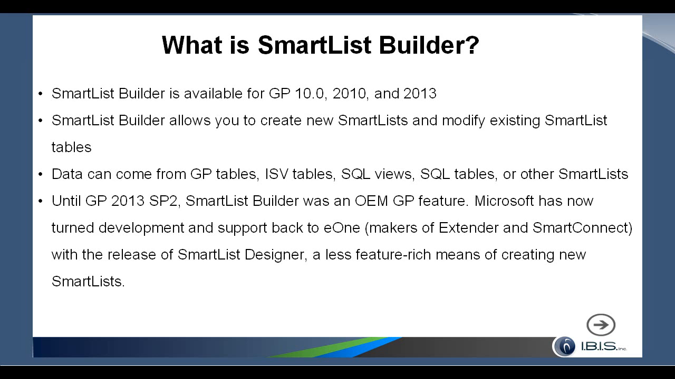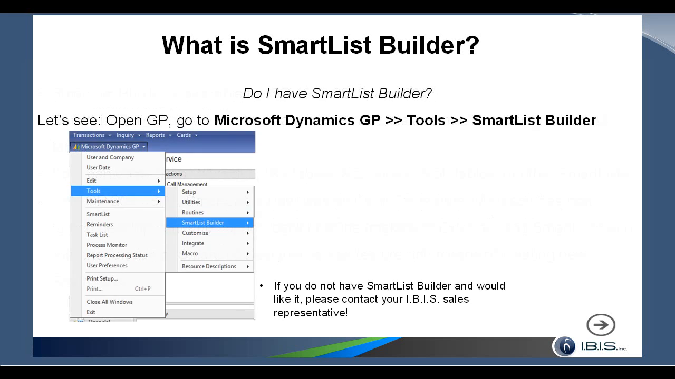And you might be wondering if you already have SmartList Builder, and luckily there's a really easy way to tell. If you open up Dynamics GP and go to the Microsoft Dynamics GP menu, and go to Tools, and then under Setup, Utilities, and Routines, you will see SmartList Builder listed if you are licensed for it and if that module has been installed.